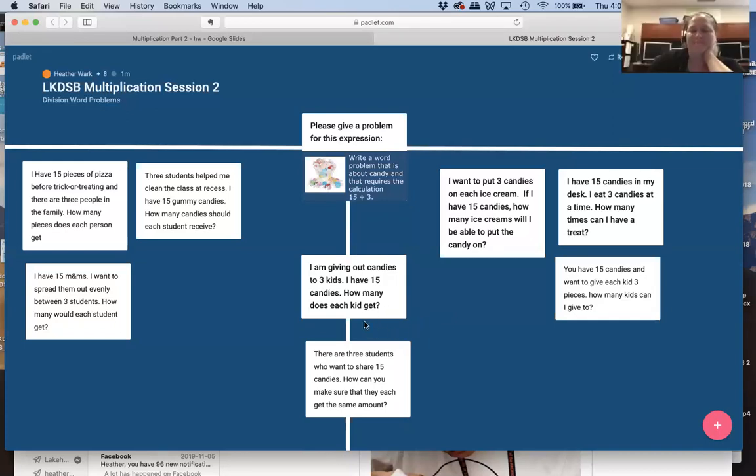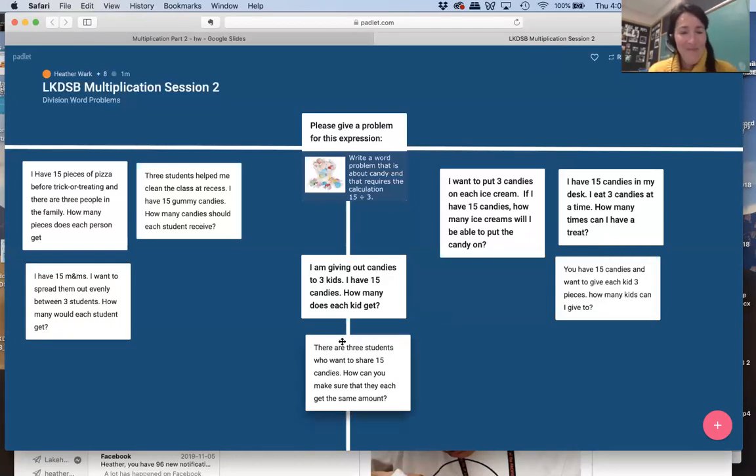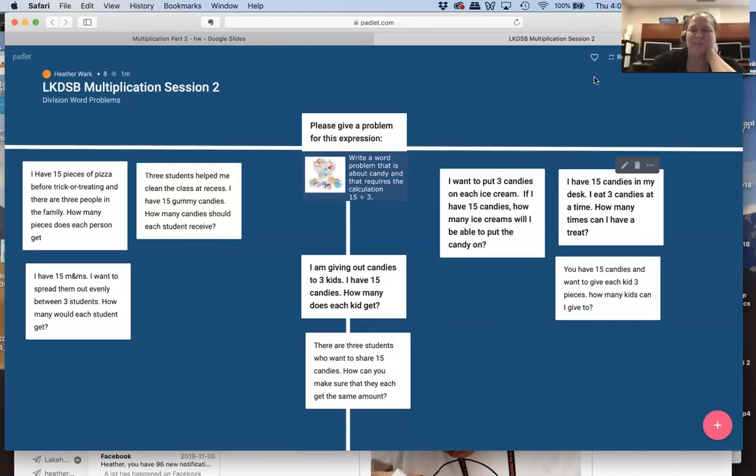Gosh, people are so creative with their problems. So this is what I would do in the class. I'd be like, I have 15 candies and I've got 3 kids. How many is each person going to get? Does it match up with any on the left or the right? Maybe somebody's going to say the middle. It's going to stay in the middle. Keep it where it is.